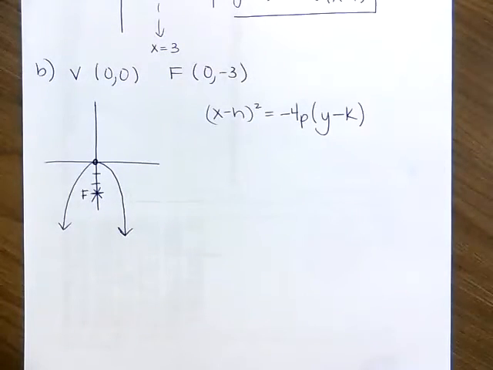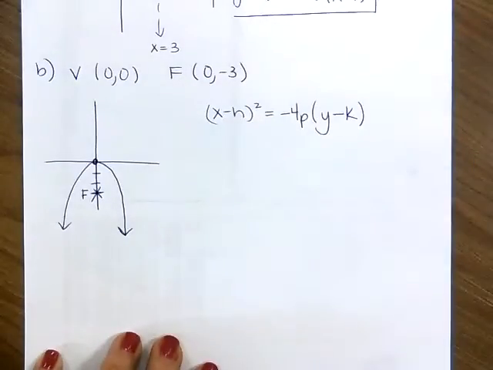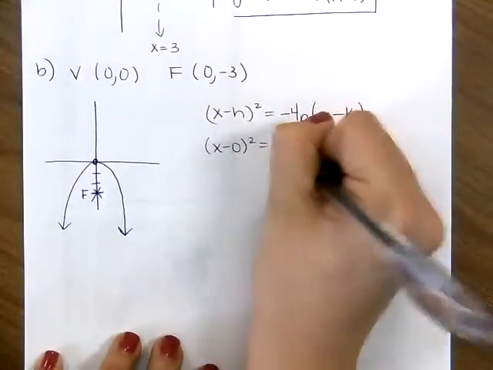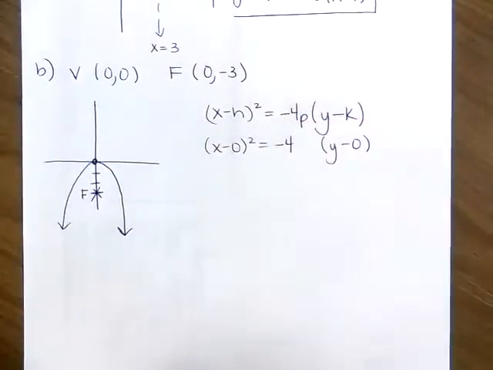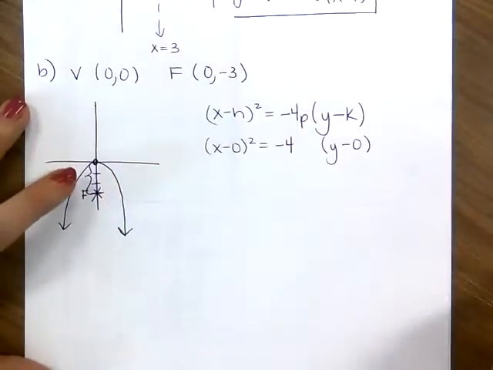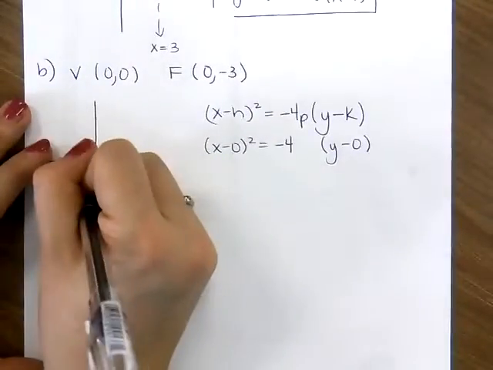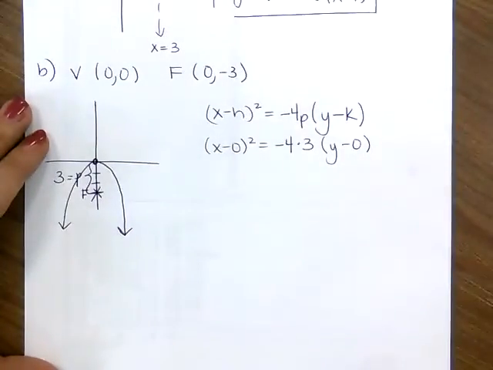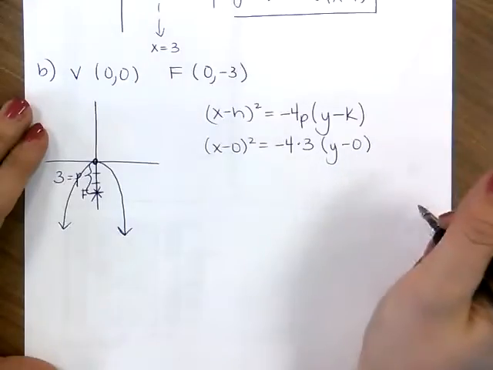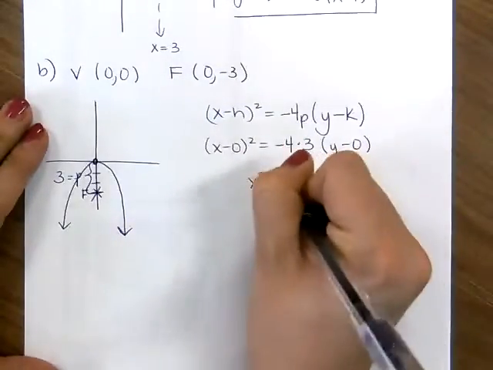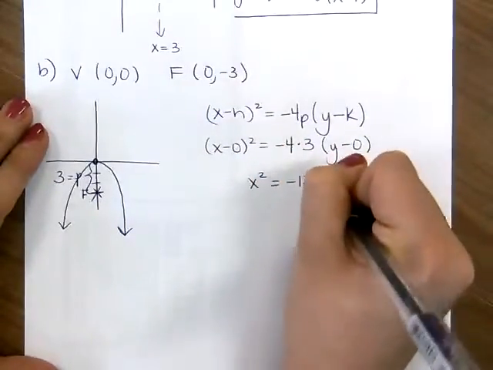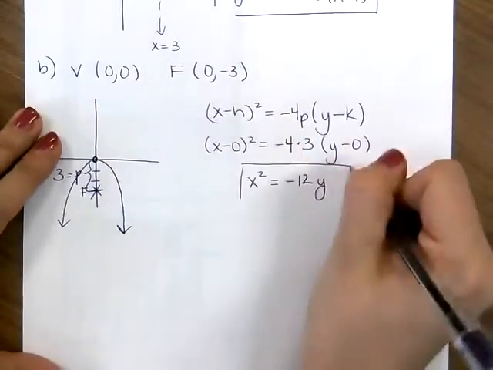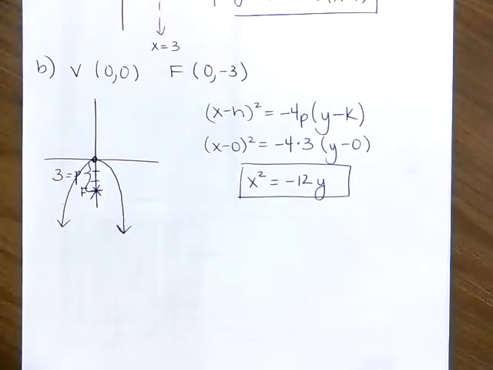Do you know the vertex? Yep, so we can plug in 0 and 0. Do you know p? Right, so this distance from the vertex to the focus is p, and that is 3. So now we're going to multiply this by 3. So the final answer is going to be x squared equals negative 12 times y. You're not going to write in the zeros, okay? All right, now you're going to try one.